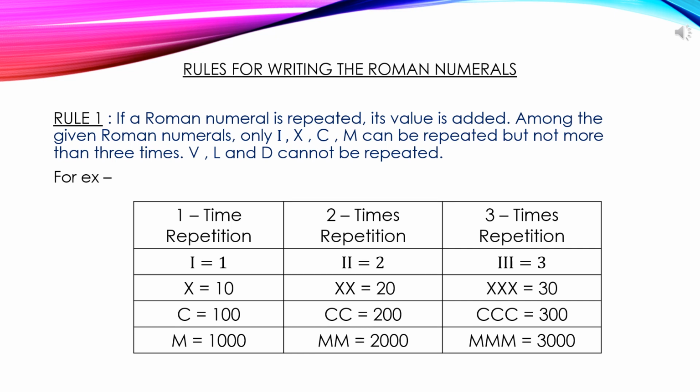Now let's see 3 time repetition. In 3 time repetition, first number is III, that is 1 plus 1 plus 1 equals 3. XXX, that is 10 plus 10 plus 10 equals 30. CCC, that is 100 plus 100 plus 100 equals 300. Next term MMM, that is 1000 plus 1000 plus 1000 equals 3000. We cannot write X 4 times, because we can write each symbol maximum 3 times.